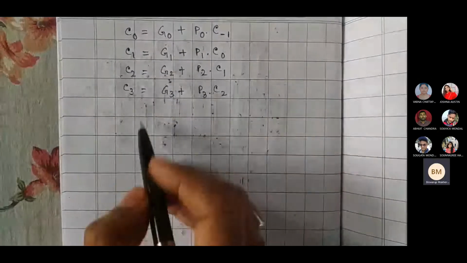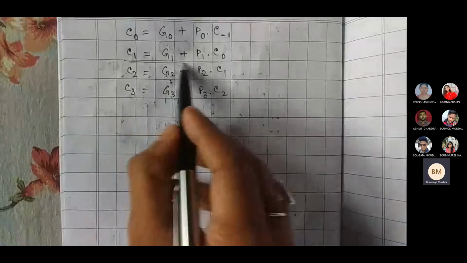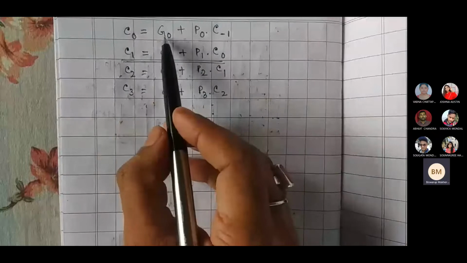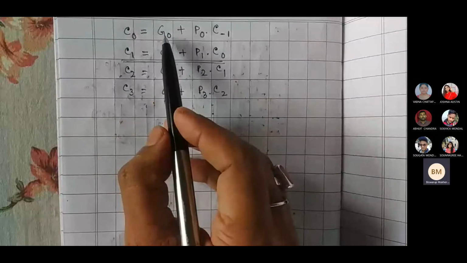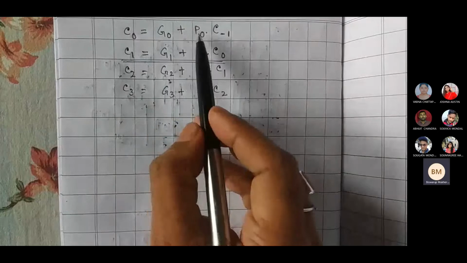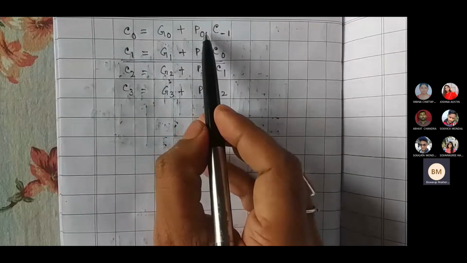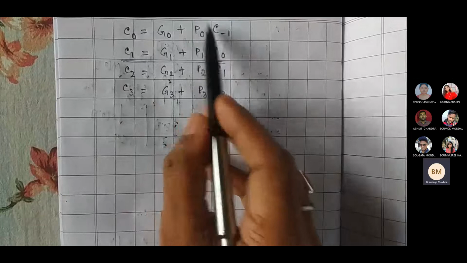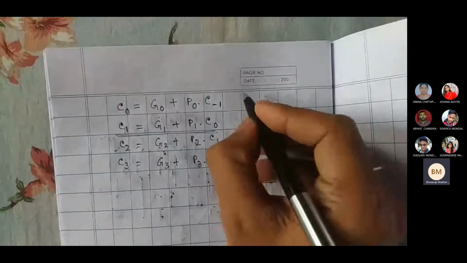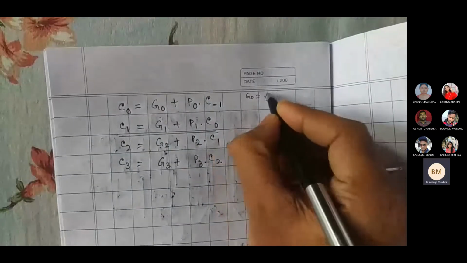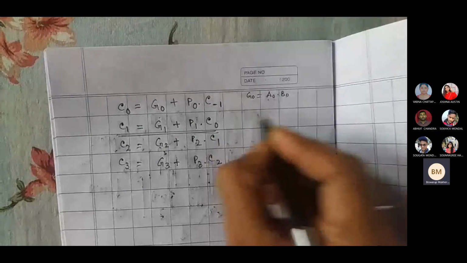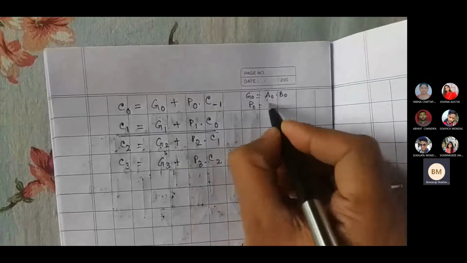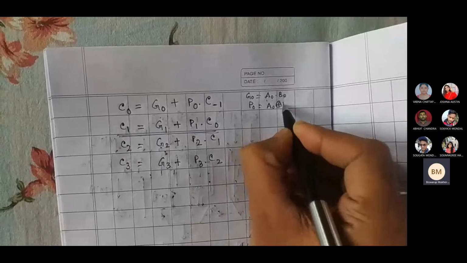Now, let's find out, starting from C1. Because here it is G0, that means A0 B0 plus A0 XOR B0, right? P0 is nothing but A0 XOR B0, right? So here I am writing it briefly: G0 is equal to A0 dot B0, right? P0 is equal to A0 XOR B0.